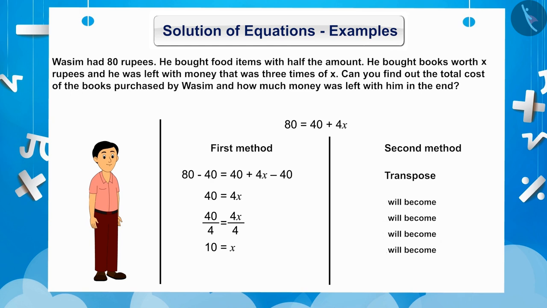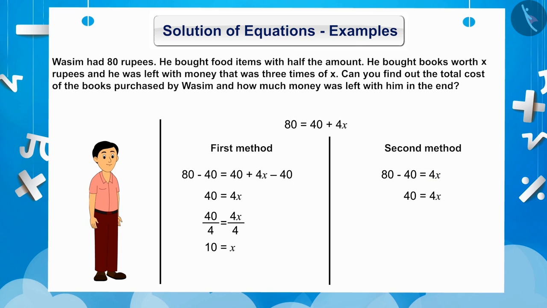In this equation, we will take 40 from RHS to LHS. And since 40 in RHS was plus 40, it will become minus 40 in LHS. So, we will get 80 minus 40 in LHS and 4x in RHS. Now, our LHS is 40 and RHS is 4x.